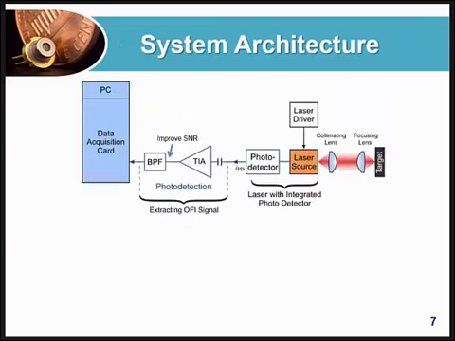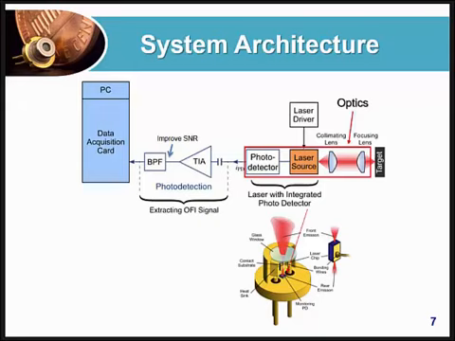In the system architecture, the optical part is constituted by the collimating lens, the focusing lens, and the laser itself with the photodetector packaged in the same component. As you can see in this picture, the photodetector is at the back mirror of the laser cavity.